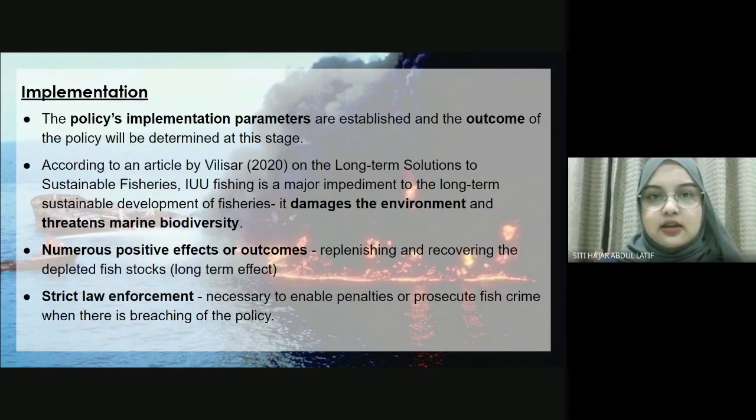Next point is that there are numerous positive effects or outcomes from existing policy. One of them is that it shows how helpful and significant a policy is in the long and short term. For example, in solving the global challenge of replenishing and recovering the depleted fish stock. And the last point is strict law enforcement. It is important to have strict law enforcement, and it is necessary to enable penalties or prosecute fish crime when there is breaching of the policy.